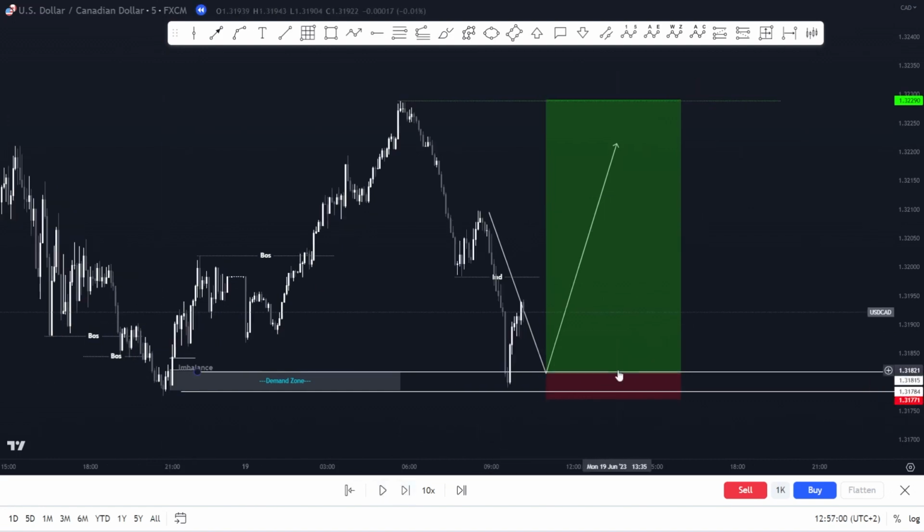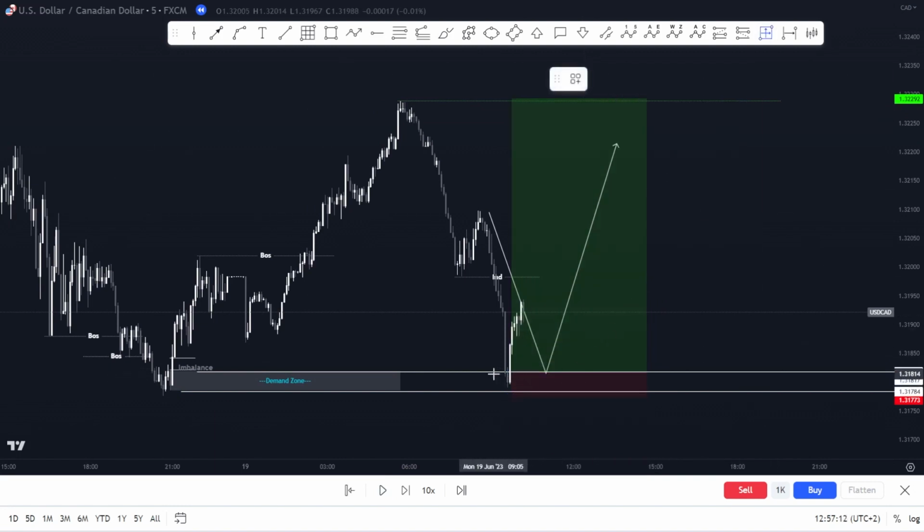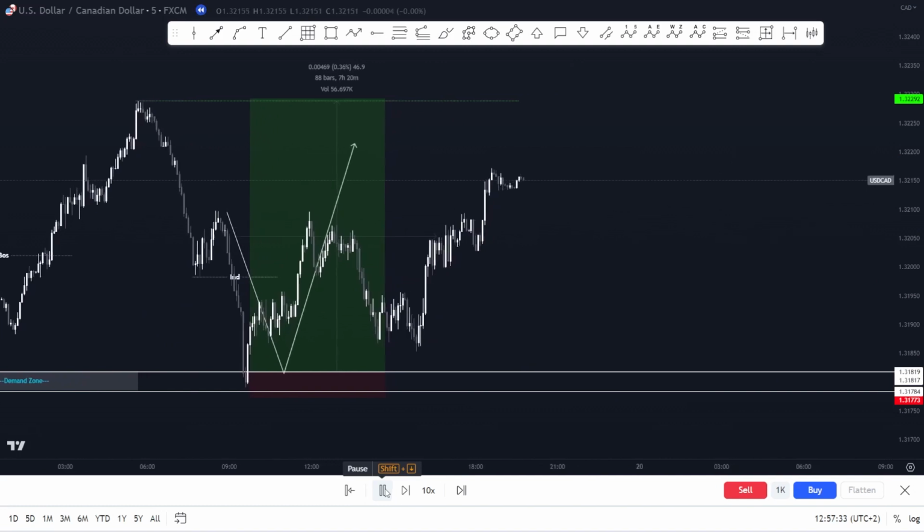Okay, we can see that right now we are in this trade setup. We are only risking 4 pips and targeting 46 pips. So let's see how the market unfolded. This was playing around for a very long time.